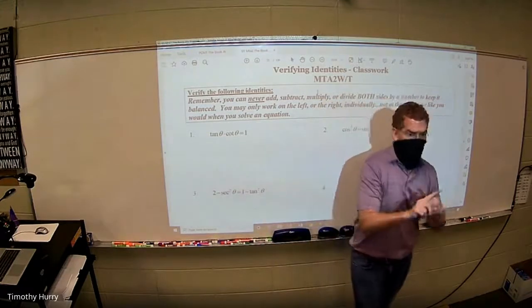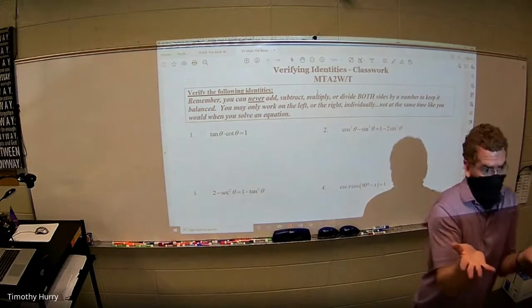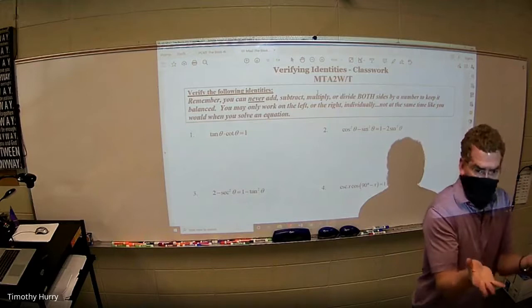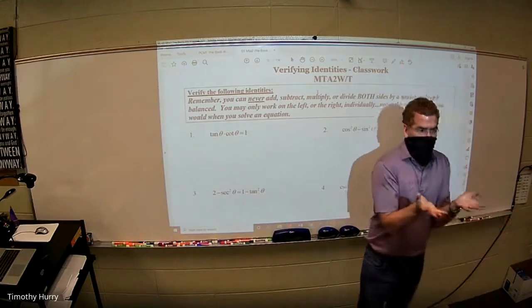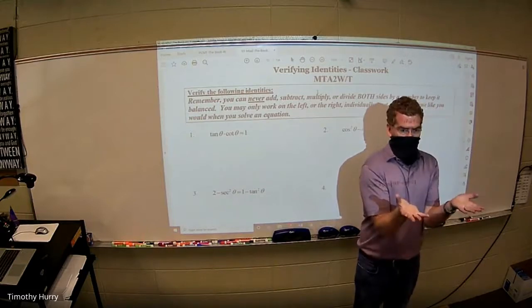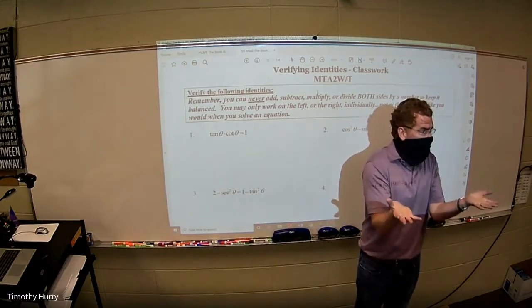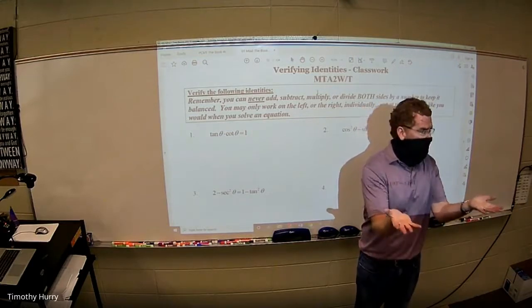If at any point you can make the right side equal the left side, well, if they're equal, then isn't that the same? And if they're the same, isn't that an identity? We've been saying from the beginning, an identity is when it doesn't matter what you plug in for x or for theta or whatever, you get the same thing. Well, if you can make the left side and the right side equal, then you know it's the same thing.